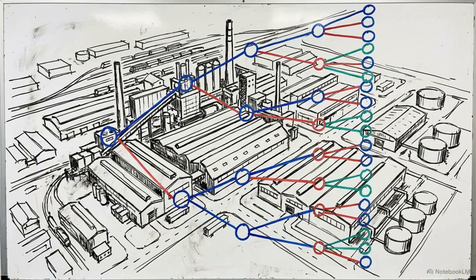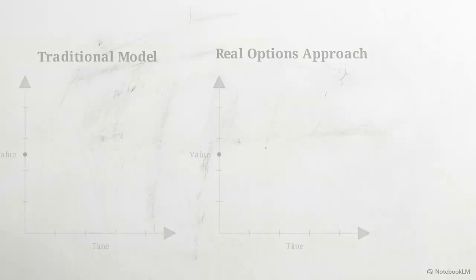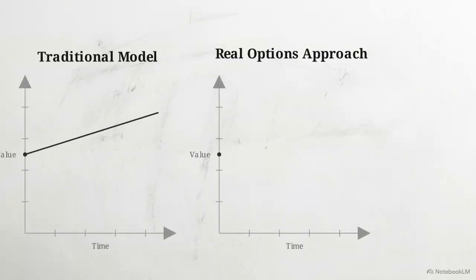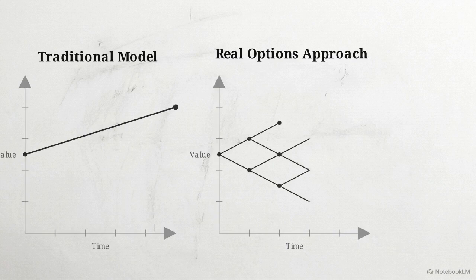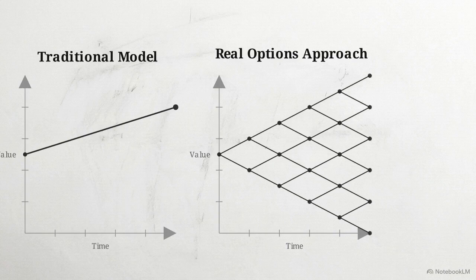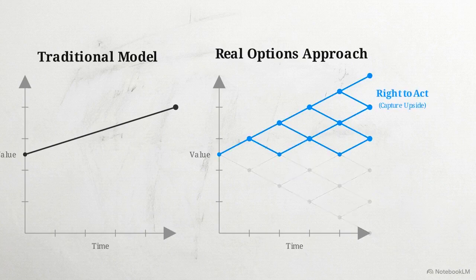It is the formal discipline of applying financial option pricing logic directly to real physical corporate assets. The traditional model plots a clean, straight trend line. The real options approach maps potential market realities into an expanding cone of uncertainty. This defines managerial flexibility, the right but never the obligation to act based on how that cone resolves.